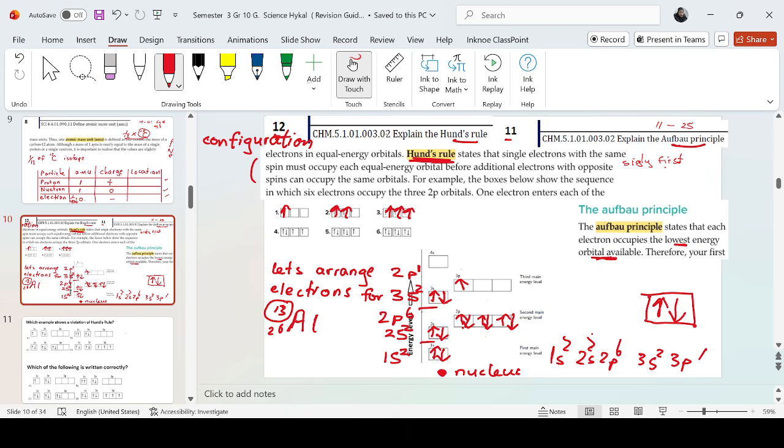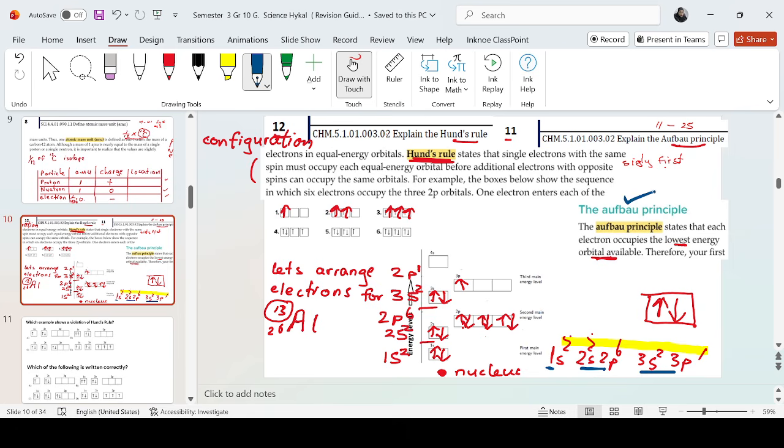6, 7, 8, 9, 10, 11, 12, 13 electrons. So on top, these are the electrons. If we are to count the electrons, these are the electrons on top. And these are energy levels. Energy level number 1, energy level number 2, energy level number 3. You must know how to interpret this.